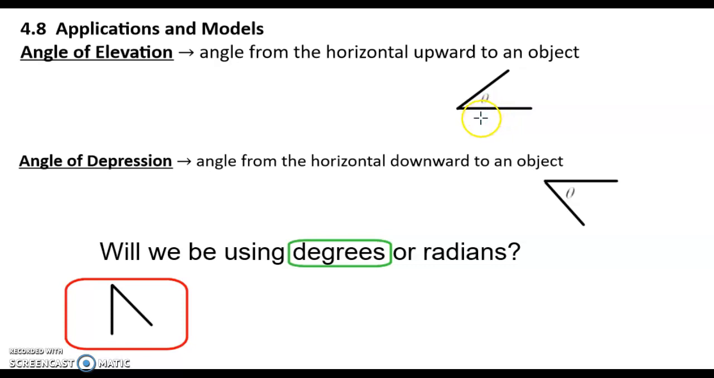Similarly, an angle of depression is an angle from the horizontal looking down from an object. This is always what your angle of depression looks like. It always starts with a horizontal line and then it goes down. This over here does not start with a horizontal line. This is not an angle of depression. You do not want to get that confused.